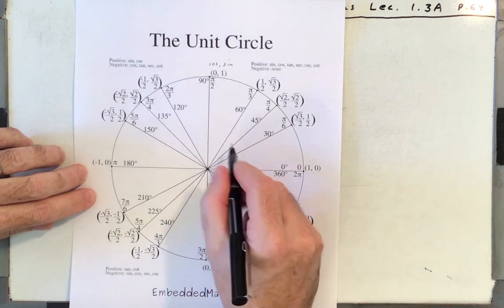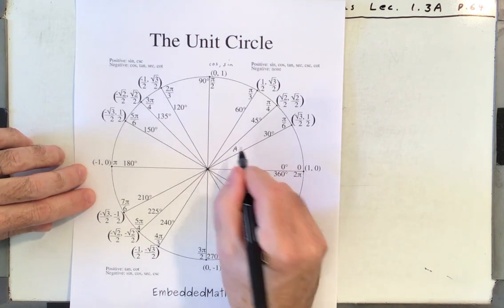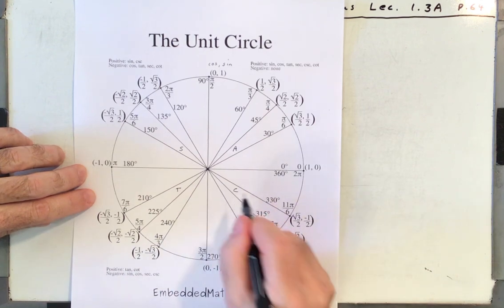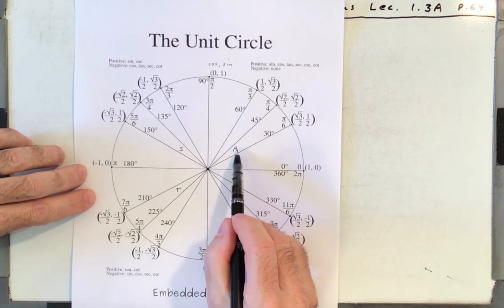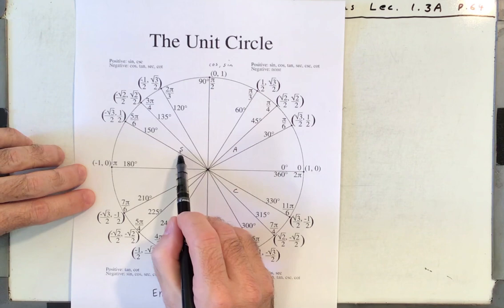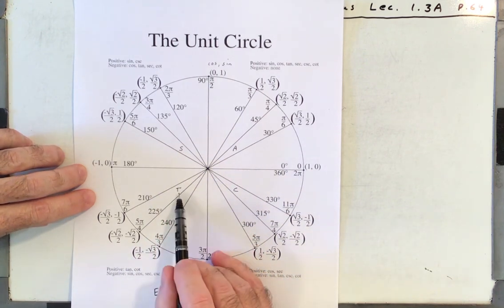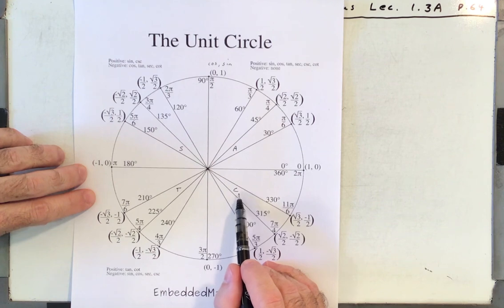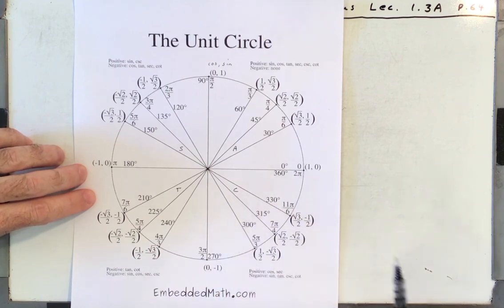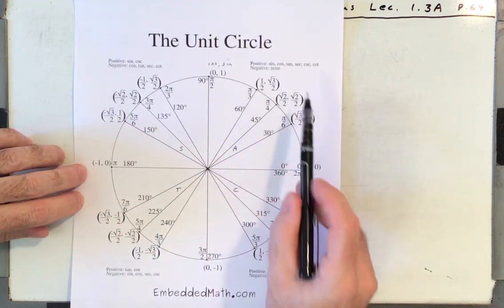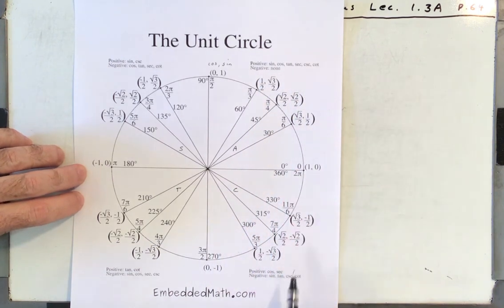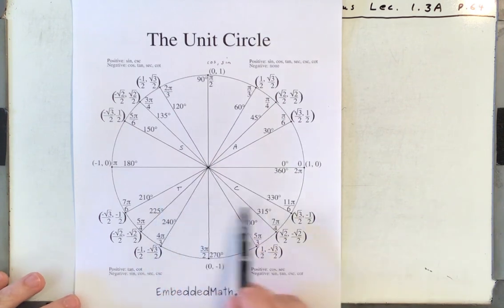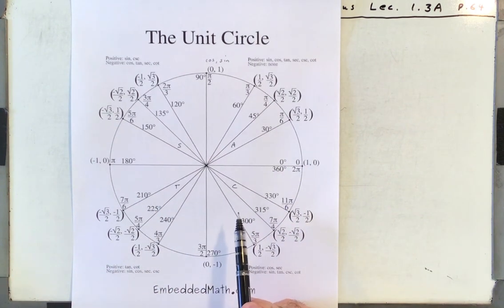And we also had an acronym, A, S, T, C. All are positive in quadrant 1. Sine and cosecant are positive in quadrant 2. Tangent and cotangent are positive in quadrant 3. Cosine and secant are positive in quadrant 4. But on this sheet, and you get this for the test, it tells you what's positive in each quadrant right on here. So you don't even have to remember the ASTC acronym.